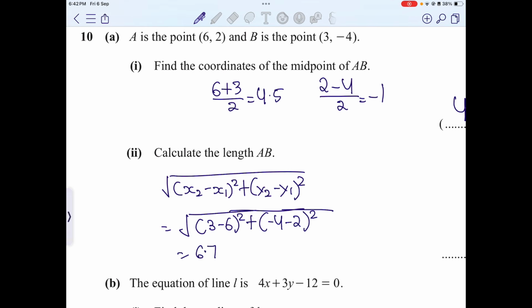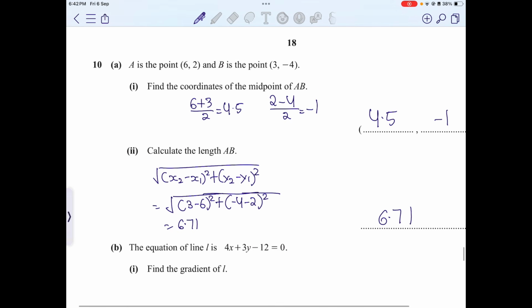basically 6.71. I hope this is clear. So the answers are (4.5, -1) and 6.71.